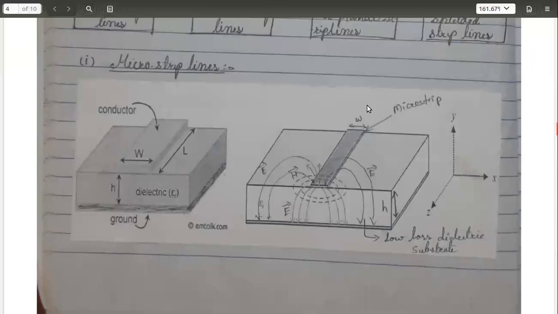It has got a width W. It has got a length L. Now talking about its fields. Why are we using this setup? Basically, strip lines or microstrip or any transmission line, we have to make things possible so that the wave can propagate. Right? You are using it as a medium.